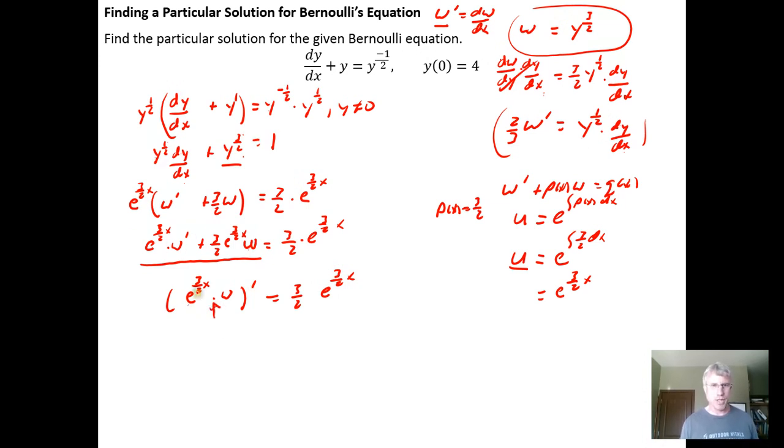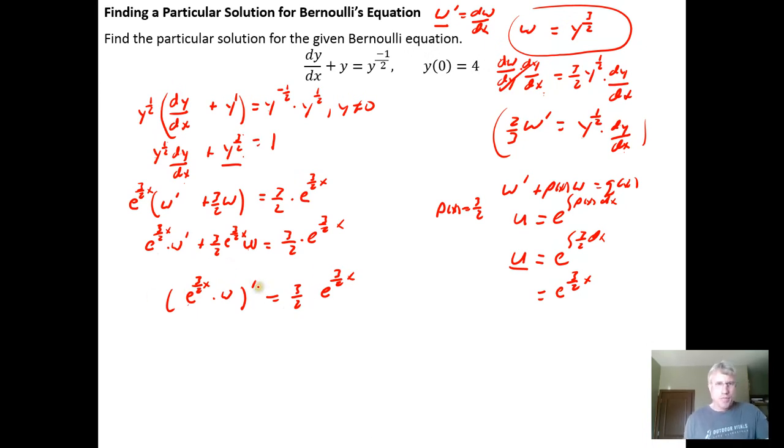So the derivative of e to the 3/2 x times w is going to be e to the 3/2 x times w prime, which is showing up here, plus, using the product rule, now the derivative of e to the 3/2 x, which is 3/2 e to the 3/2 x showing up here, times the w term. So that work checks for us. That tells us we're doing things correctly.